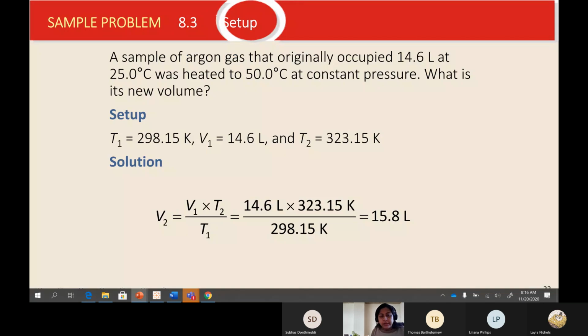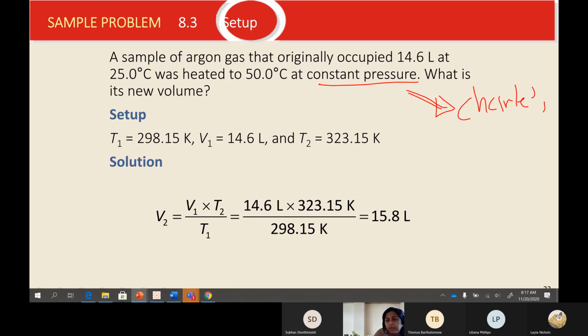Here is another example. A sample of argon gas that originally occupied 14.6 liters at 25 degrees Celsius was heated to 50.0 degrees Celsius at constant pressure. What is its new volume? Okay, so the data has been collected under constant pressure, so this is related to Charles's law.